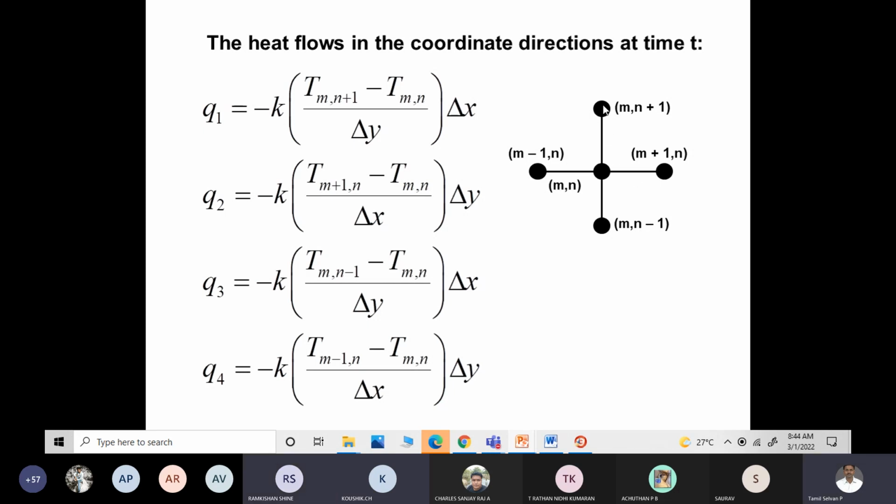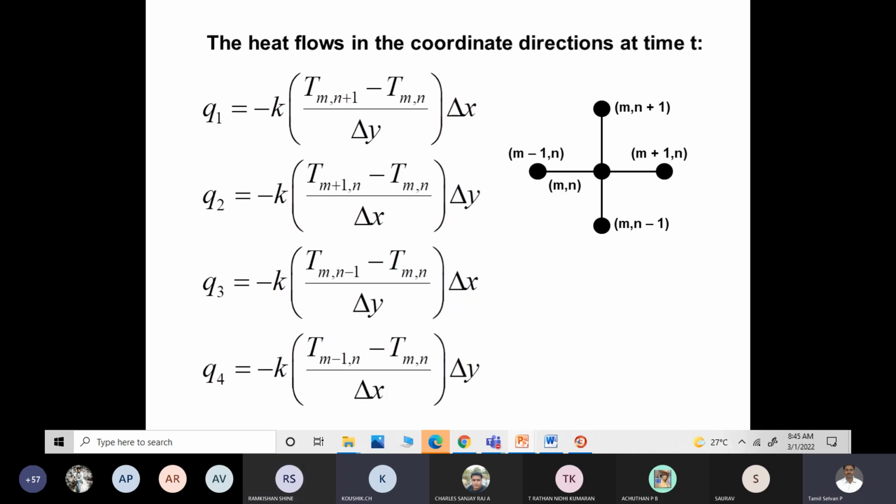Yes, sir. q1 from this point, q2 from this point, q3 from this point to the center, q4 from this point to the center. So the center point is t suffix m comma n, so it comes at the second side, or t(m+1, n) minus t(m, n). Is it fine, students? Yes, sir.